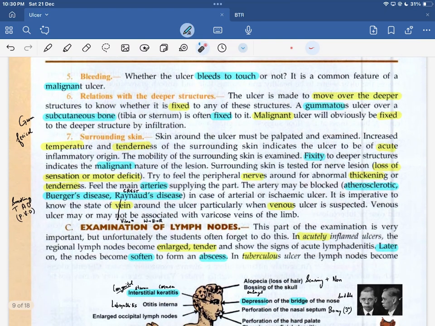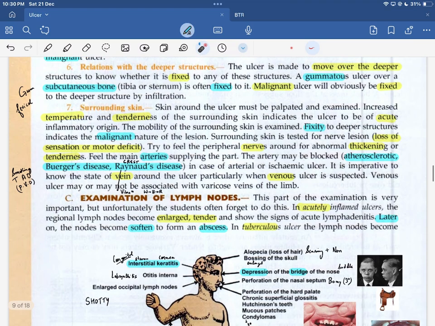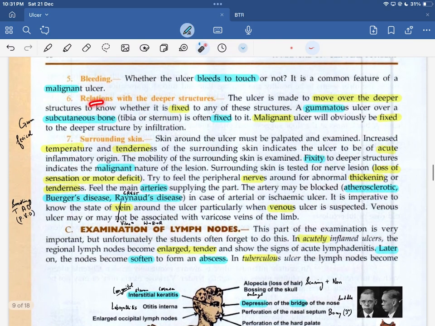We can see the other signs associated with it also, like the bleeding, if it bleeds to touch or not, right? We saw the serosanguinous discharge, and if it's normally bleeding to touch, it's not very good because it's gonna be malignant, right? And other deeper structures, what are the relations of it, right? So what do you mean by relations? Like, what is happening to the deeper structure? Ulcer is there, no worries, but what's gonna happen deeply?